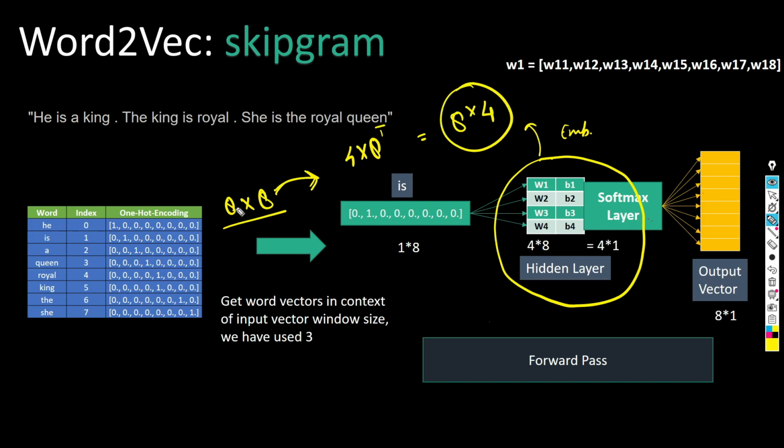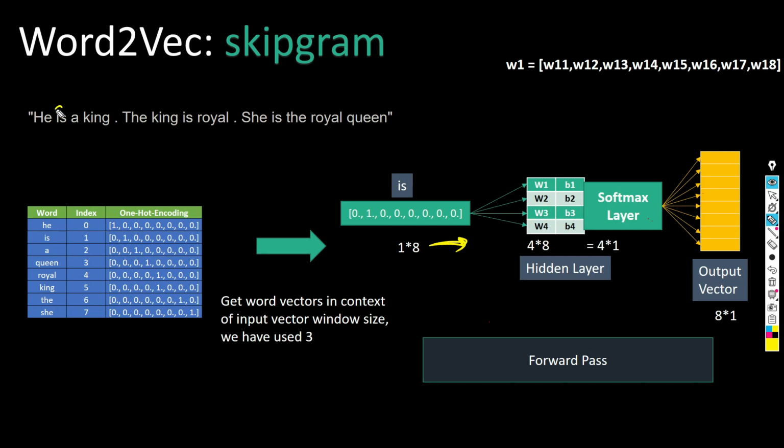Because we have an 8 cross 4 matrix, you will have 8 rows and 4 will be the dimension. You can see that instead of having 8 dimensions over here, it got converted to 4 dimensions. In that way your skip-gram model works. It skips out a single word and then tries to predict the context of that word. And the beauty lies in how we calculate the loss for this complete model.